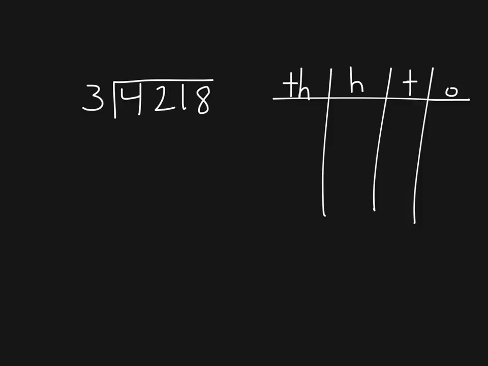We're going to do our next problem here, 4,218 divided by 3. Again, I'm going to start by modeling this with my place value discs, 4 thousands, 2 hundreds, 1 ten, 8 ones, and I'm going to be dividing this into groups of 3. So I'm going to start with my thousands and ask myself, out of 4 thousands, how many groups of 3 can I make? The answer is 1.